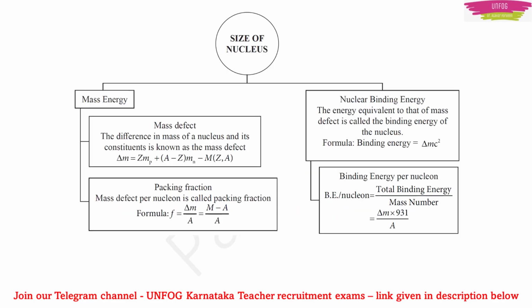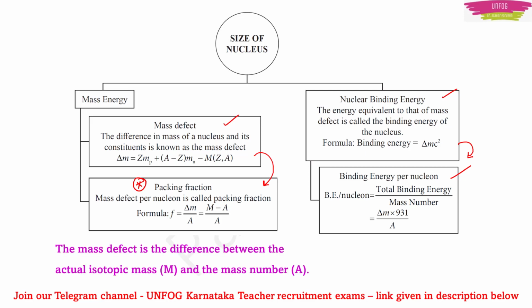Now we discussed all that: mass defect, binding energy and binding energy per nucleon. This was there in the syllabus. But packing fraction was not there in the syllabus, but somehow I did not feel like skipping it. That's why I am telling you 2-3 points about packing fraction also. Now what does packing fraction mean? It is nothing but mass defect per nucleon. Now binding energy per nucleon we did know. Like that only, mass defect per nucleon is the packing fraction, and the formula for packing fraction is (M minus A) upon A. M is the actual isotopic mass and A is the mass number, that you know, right?